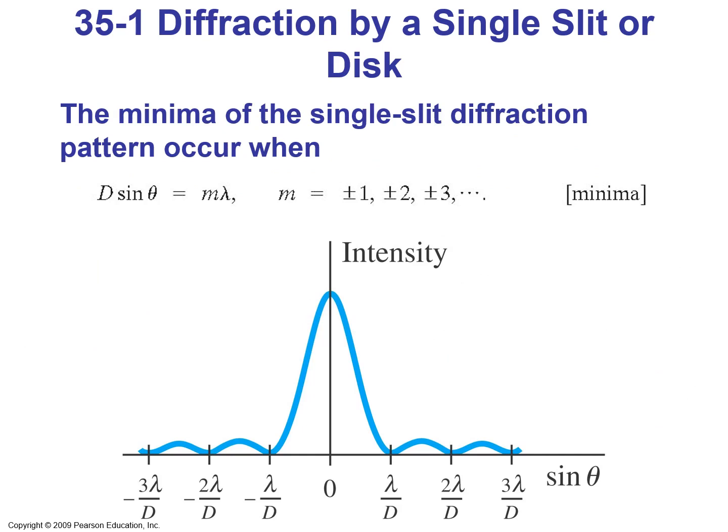The minima of the single slit diffraction pattern occur when d times sine theta, where d is the size of the slit, is equal to integer m multiplied by lambda. The minima happen at integer multiples of the lambda over d ratio.